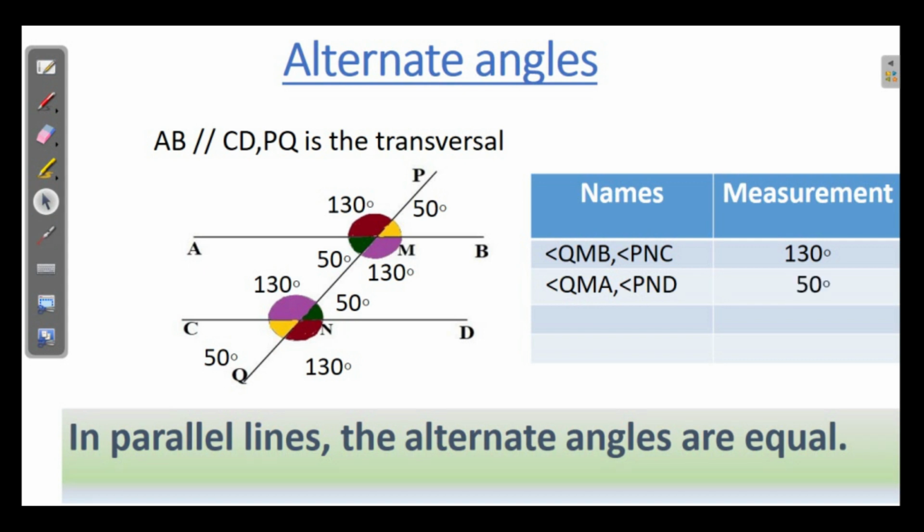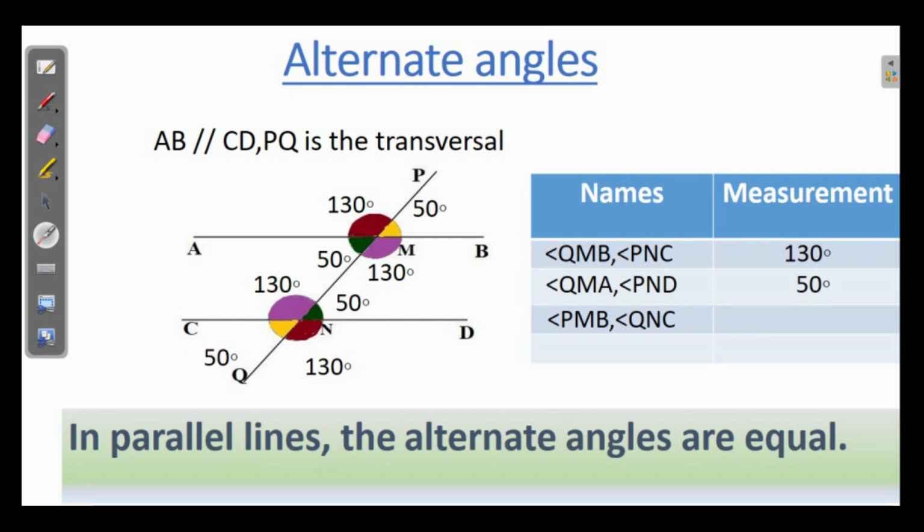Then exterior angles. Exterior angle, which is the first pair? Angle PMB. The first pair we can write it as, here start from P. Exterior angle start from P for convenience. PMB and this yellow angle. Which is the other yellow angle? QNC. Start from Q. QNC. Both 50 degree.